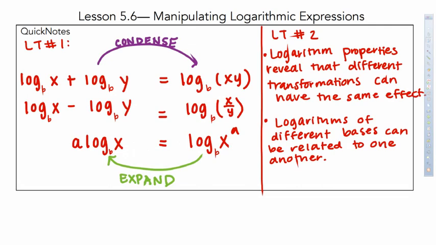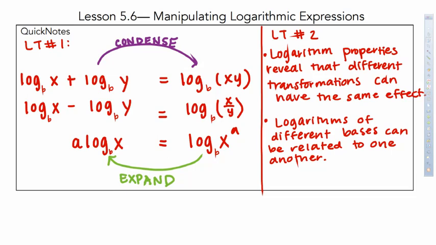One, you can take a logarithmic expression and you can condense it into a more concise, small expression like that. Or you can take a small one and you can expand it into different ones. So these work both ways. These are three rules, but they work both ways.